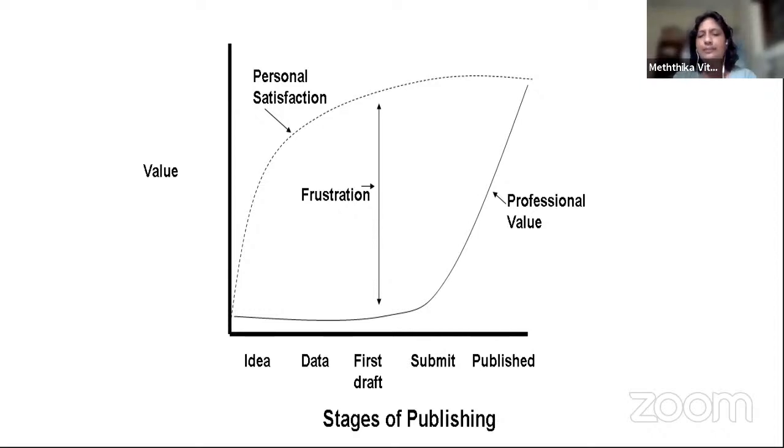Then you submit the paper to a journal, right? But right away, when it is published, your professional value becomes very high, exponential, but the personal satisfaction will not be that high. But in my case, every time I get a publication, my personal satisfaction becomes higher. So it depends on the person, but it is very important for you to understand that publishing gives you a big professional value and also personal satisfaction, right?